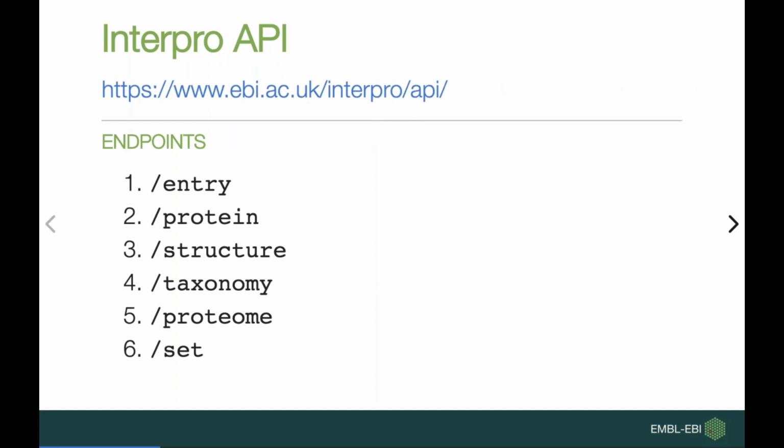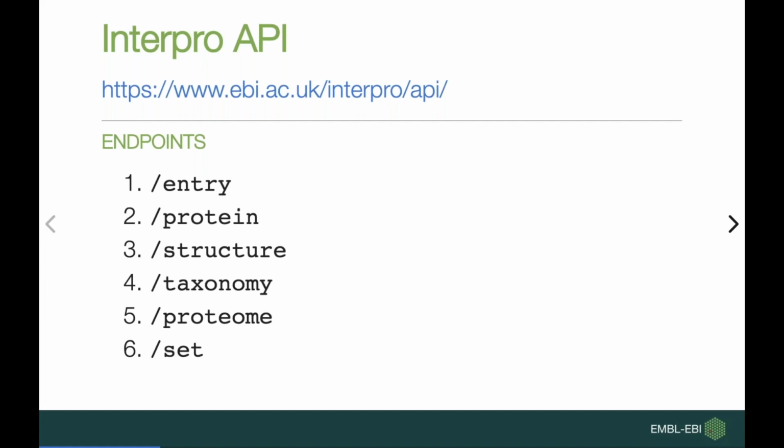If I then want to go and explore those endpoints, the list that was in that root API, then these are the basic endpoints we provide. Entries are our main point of view. It's our type of data. InterPro entries or member databases entries are part of this. So that's our main endpoint.